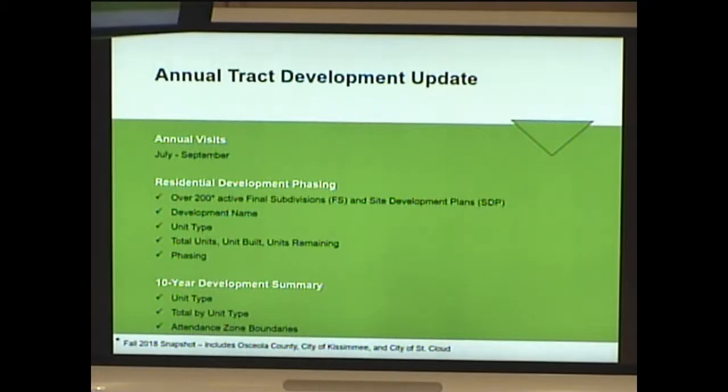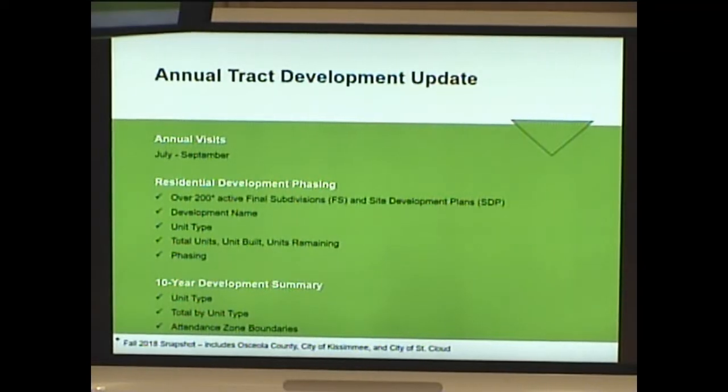So next we have staff on the front row here. They literally go out each year and visit all of the active residential developments. For the purpose of today, we are only talking about developments that have received their FS, which is final subdivision, or their SDP, which is a site development plan. We're not talking about zoning amendments today, or conceptual or preliminary plans. We only track the communities and developments that are actively either turning dirt or getting ready to turn dirt and build their homes.